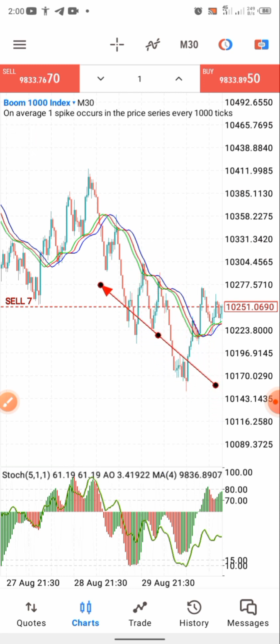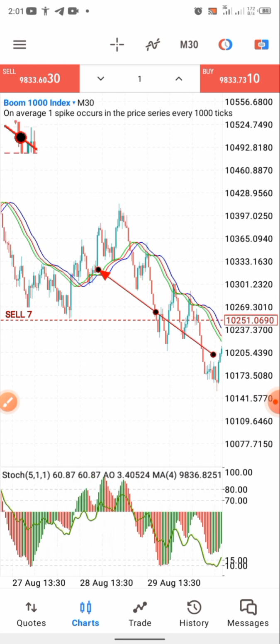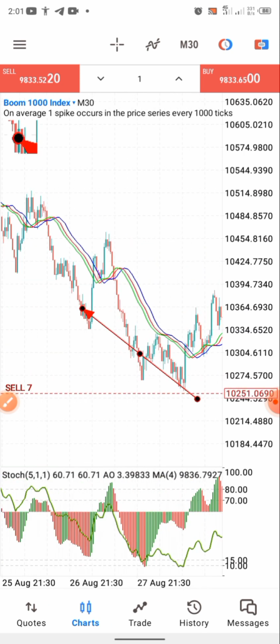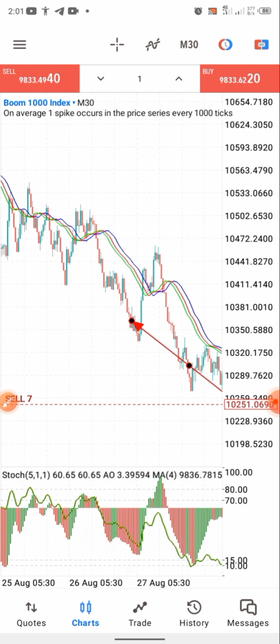So that's how you guys are going to use your strategy for scalping, and that's how you guys can use your strategy for swing. It goes just as simple as that. You just have to implement the price action and also the indicators. Okay, so that's how you guys use your strategy.